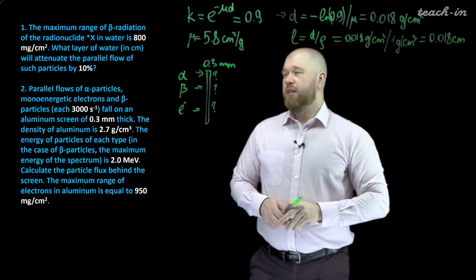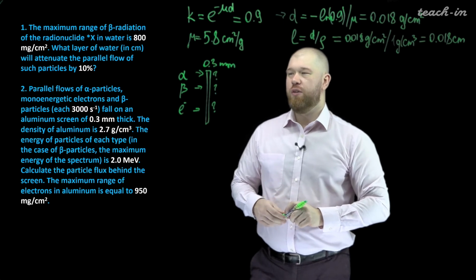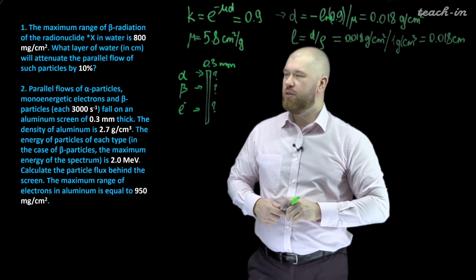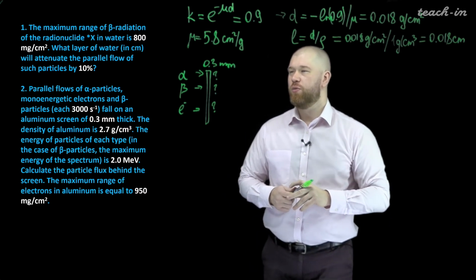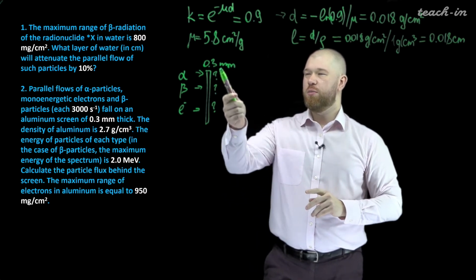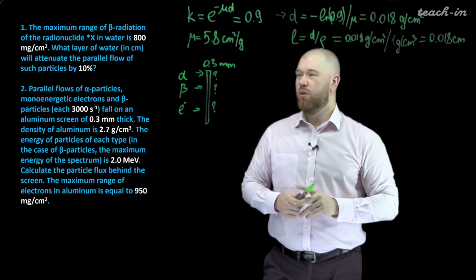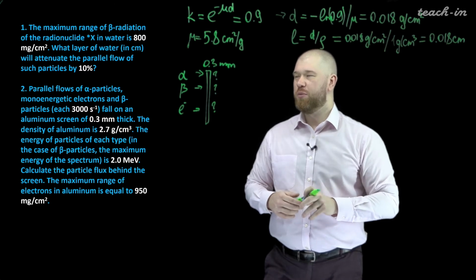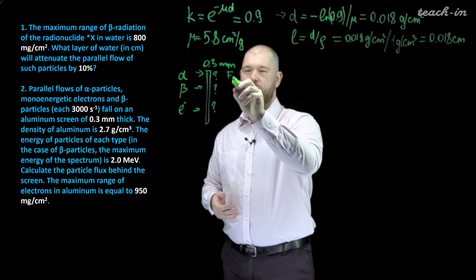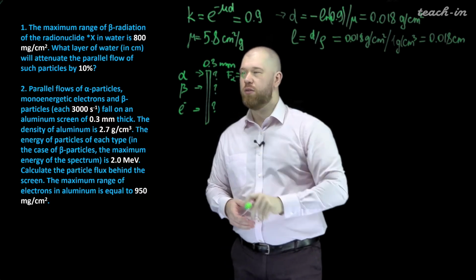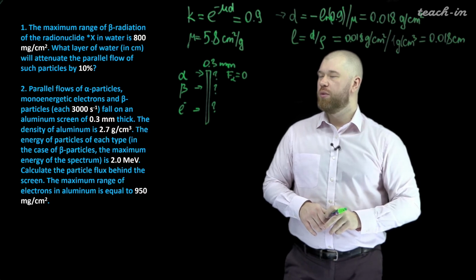Let's start with alpha particles. We know that the penetration range of alpha particles in solid materials is a few, maybe dozens of microns. In this case, we have a thickness of 300 microns. Thus, all the alpha particles will be stopped by this screen. So the flux of alpha particles will be equal to 0. All the alpha particles will be stopped.